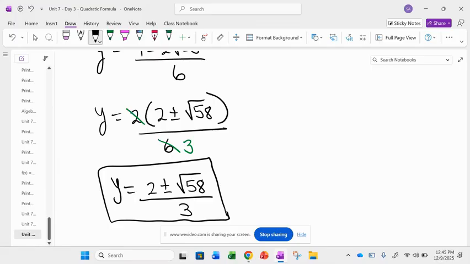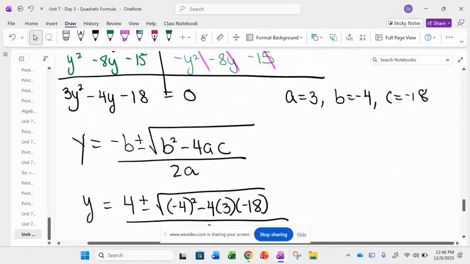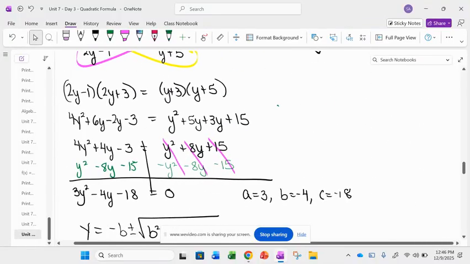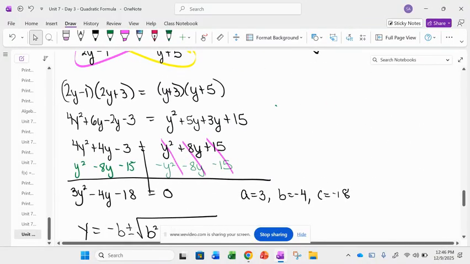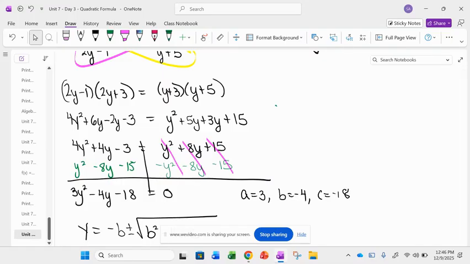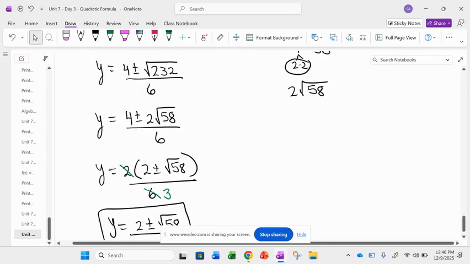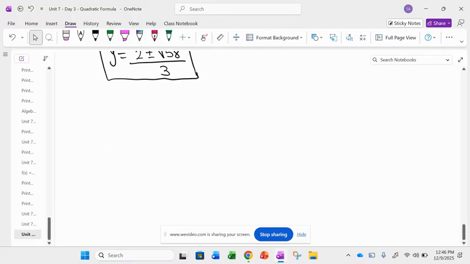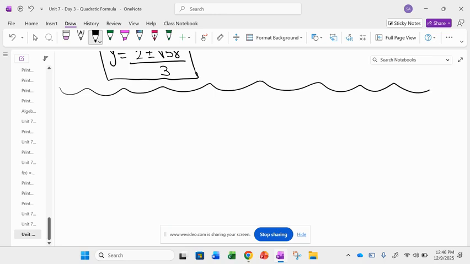Once you got everything to equal to 0, could you also have completed the square? If it were up to you, yes. But my directions said to solve using the quadratic formula. But yeah, that would have worked if it was up to the person solving it. All right, so that's the end of quadratic formula. Now what we're going to do is we're going to talk about something called the discriminant.